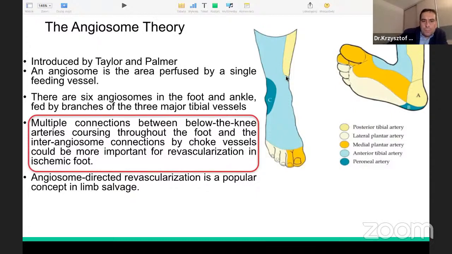And what is important? This multiple connection between below the knee arteries can be used as a parallel blood source to the angiosome. It's a popular concept, however, it is disputed. I mean, there are strong supporters of the angiosome theory, and there are also strong opponents of the angiosome theory.